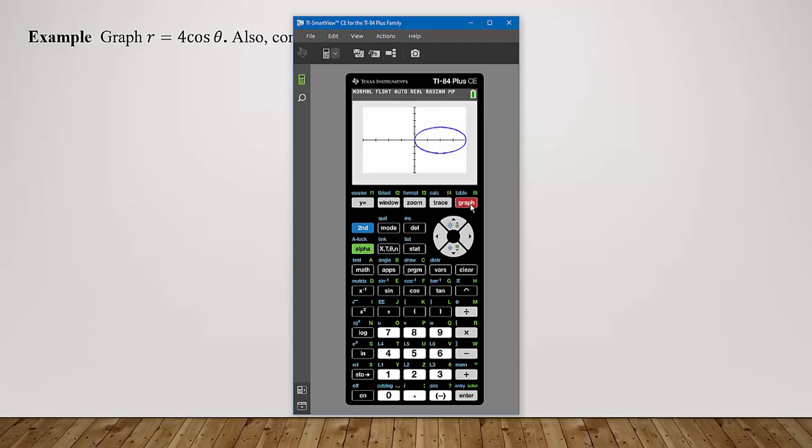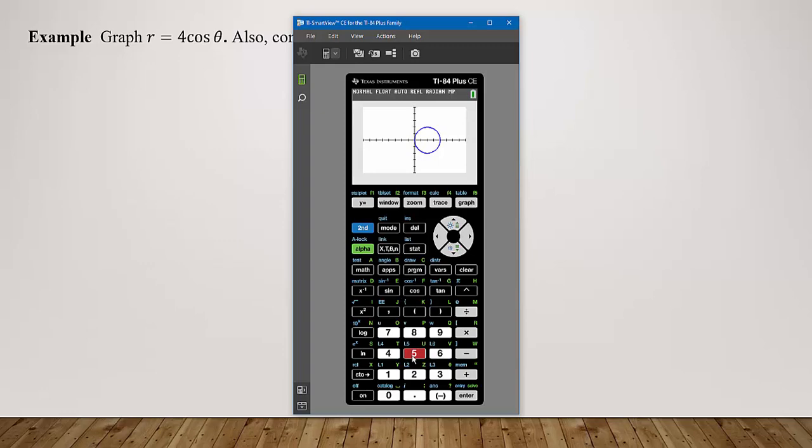All right, that was graphed pretty quickly. It kind of looks like an ellipse, but you know what? I'm going to look at it in a square viewing window. So let me do 5. It's really a circle. It is really a circle.